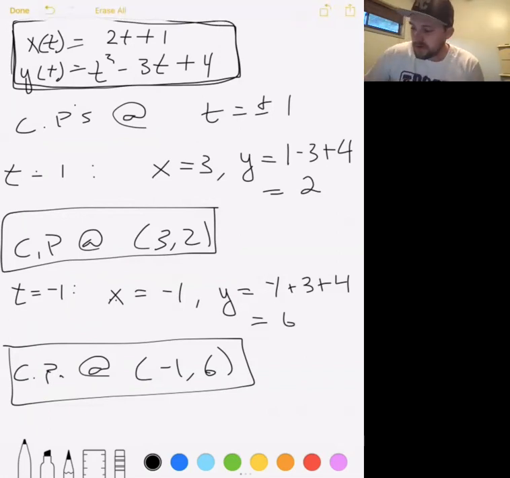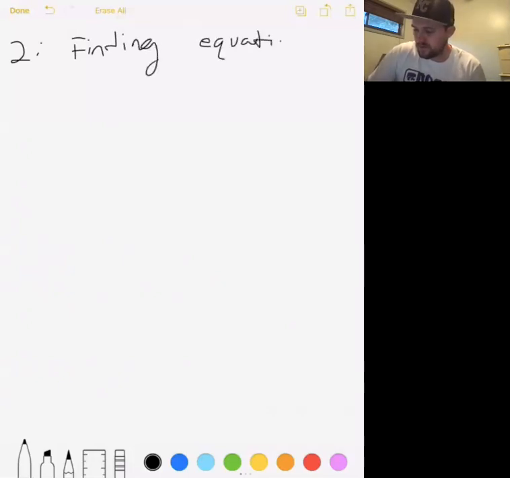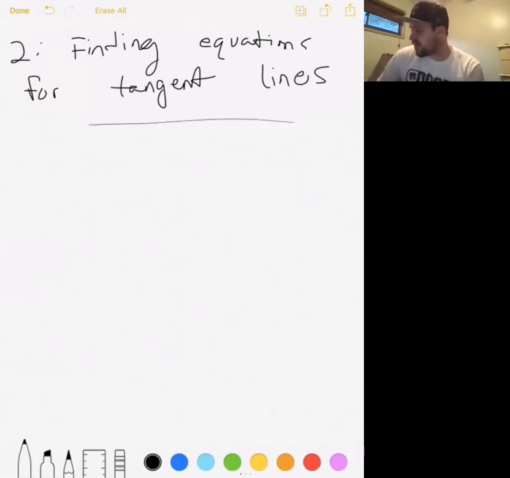The next example I want to cover, here's the example. So this will be number 2. The first one was finding critical points. Now this one will be finding equations for tangent lines. Okay, so to find equations for tangent lines, let's look at a problem here.